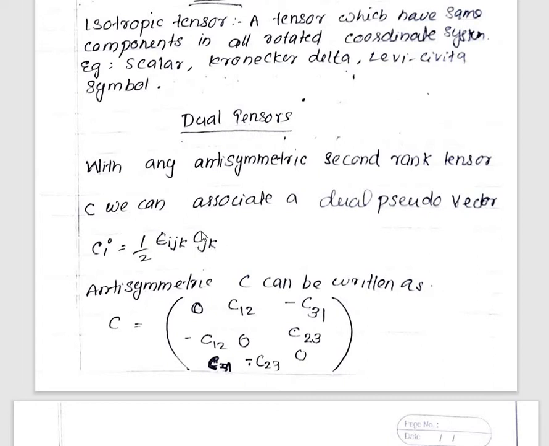What is antisymmetric? For a tensor to be antisymmetric, its diagonal components should be equal to 0. If this component is C12, the opposite should be minus C12. If this is minus C31, it is C31. If it is C23, the opposite should be minus C23. This type of tensor is called an anti-symmetric tensor. There is an anti-symmetry about the diagonal axis. If it is positive, the opposite is negative; if it is negative, the opposite is positive.